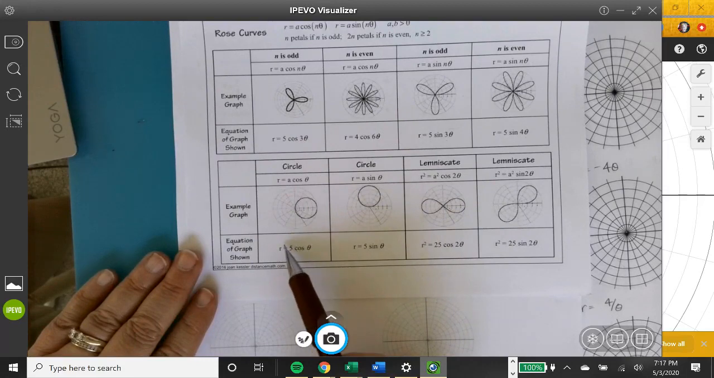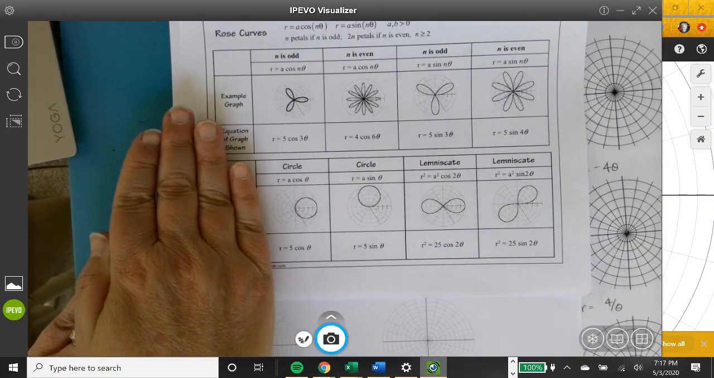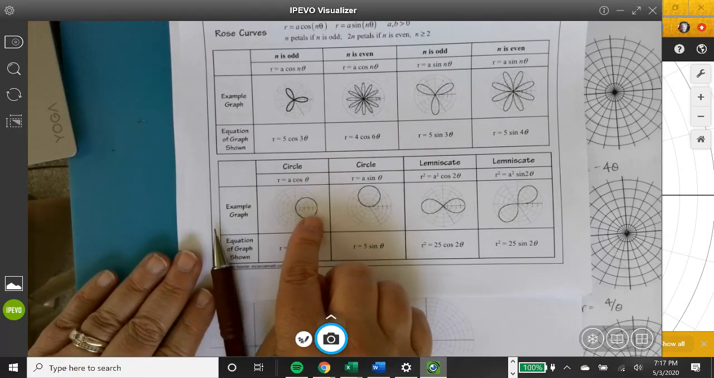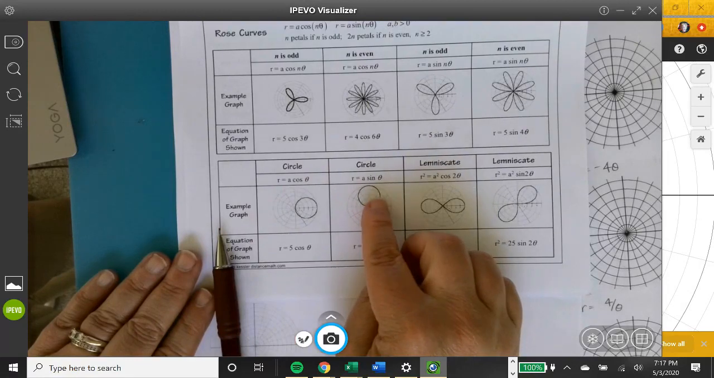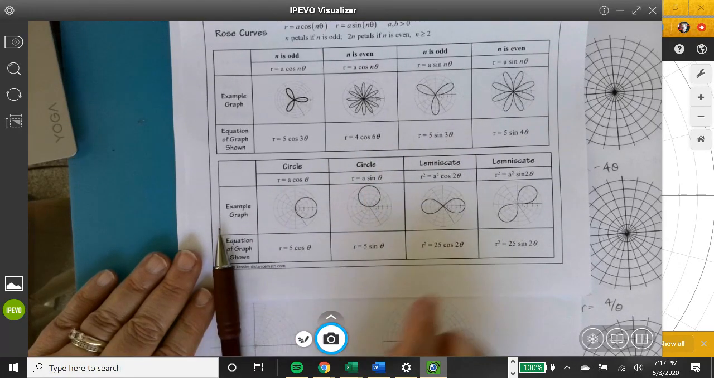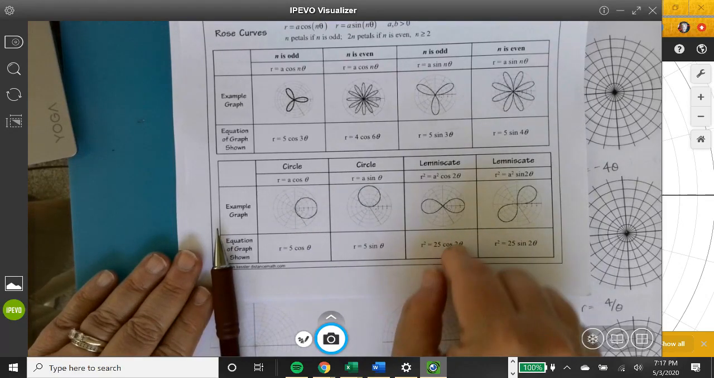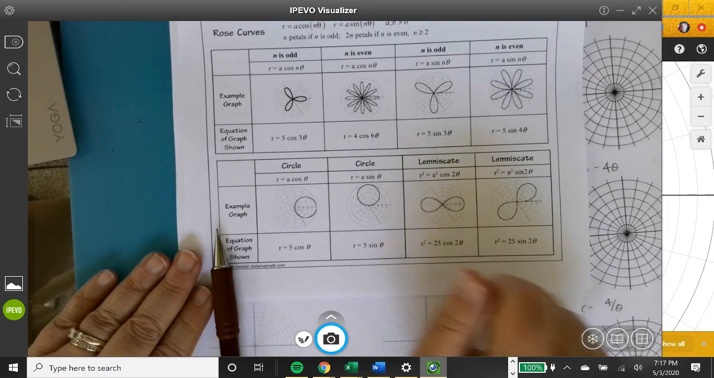If you have r equals cosine theta, you're going to have either the positive side of the polar plane or the negative side of the polar plane. If the cosine's positive, it'll be on this side. If cosine's negative, it'll be on this side. With sine, if it's positive, it'll be up. If it's negative, it'll be down. And then I talked to you briefly about a lemniscate. That's where you have an r squared situation and a double angle.